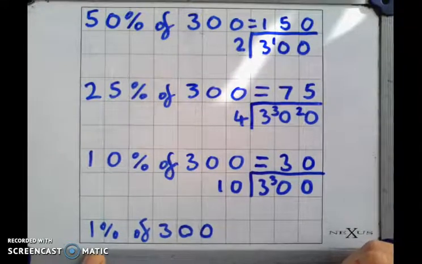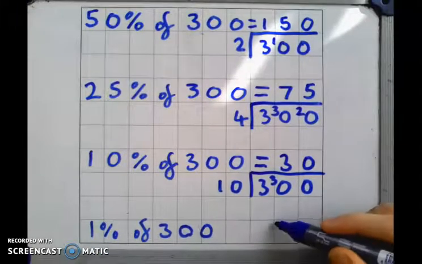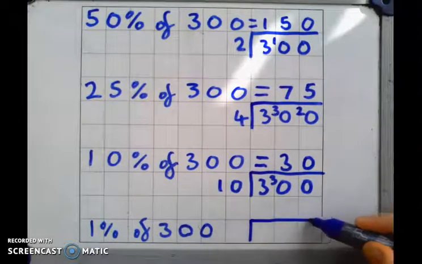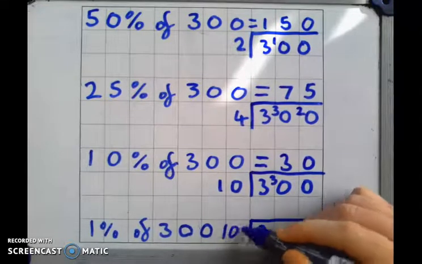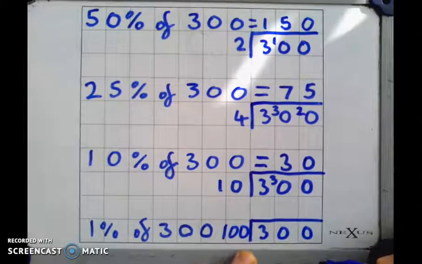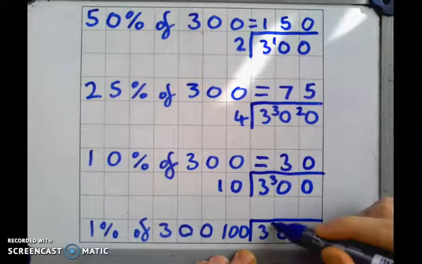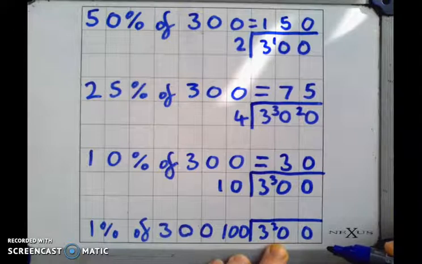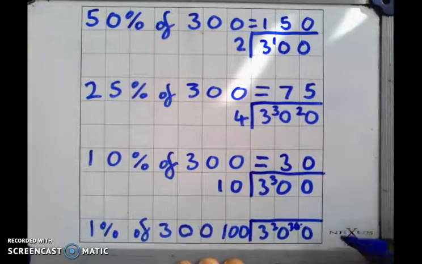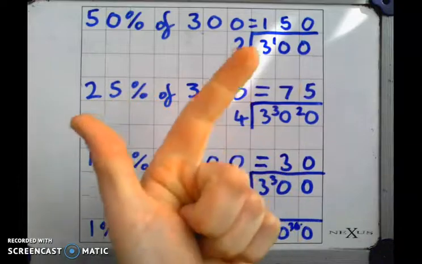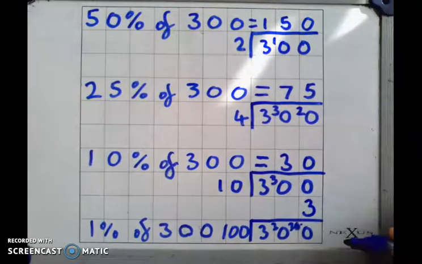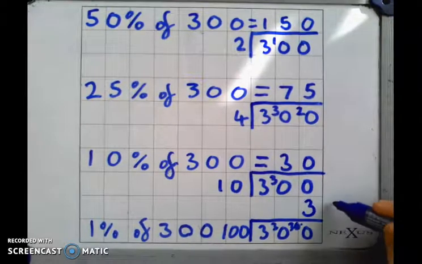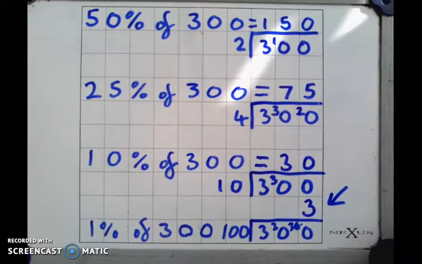Lastly, let's find 1% of 300. Now we need to remember, when we find 1% of a number, we're dividing that number by 100. How many 100s in 3? There aren't any. How many 100s in 30? Still none. How many 100s in 300? 100, 200, 300. There are 3 100s in 300. So 1% of 300 is 3.